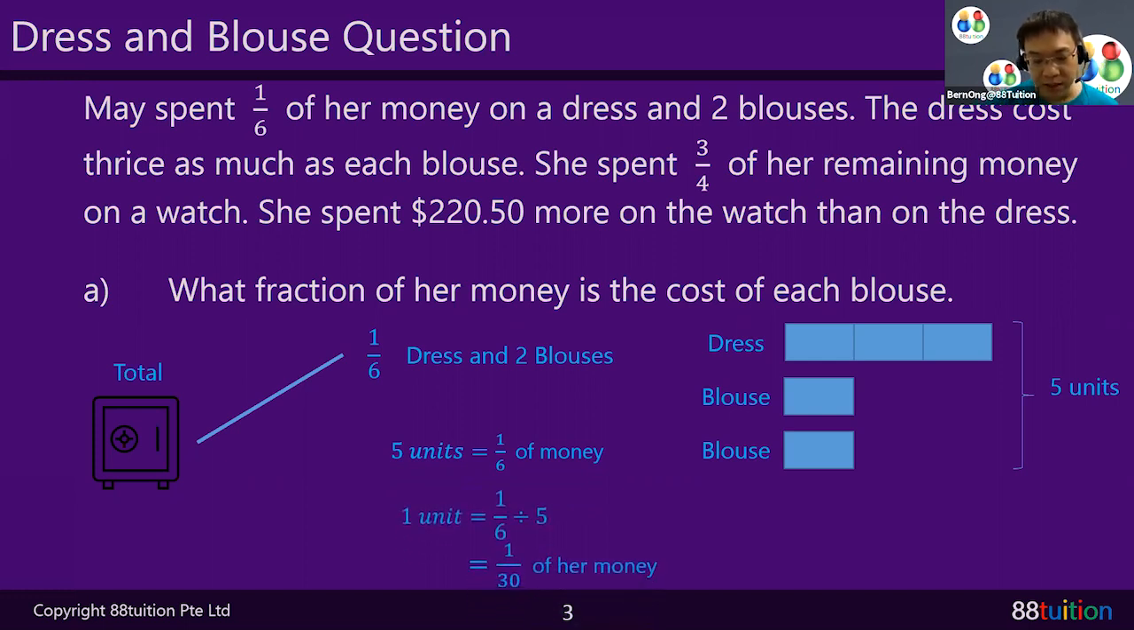So 1/6 divided by 5 will give you 1/30 of her money. So the blouse is actually 1/30 of her money. Isn't that what the question wants? Oh yeah, that means part A is done. Good. Now let's go on to part B.